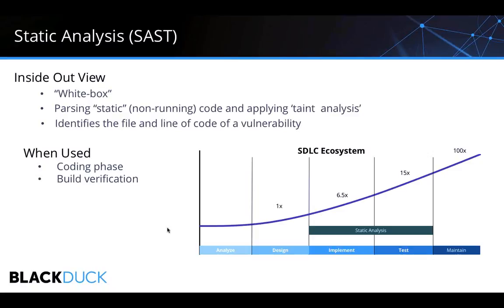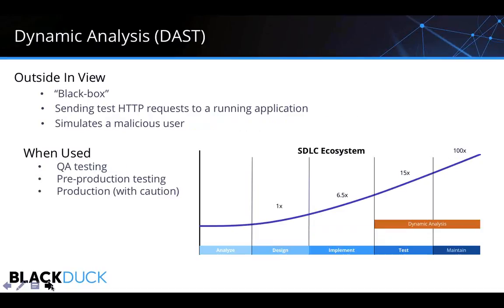So this can be used pretty early in the SDLC. We typically see it in the coding phase, but really through build verification, because it can take a while to build this abstract syntax tree, this intermediate representation. So you may not want to do it with every single build. You might wait until you get a little bit further down the line. But a very effective tool, we use it internally at Black Duck. It's really good at finding common coding errors that can result in security issues in the code you write.